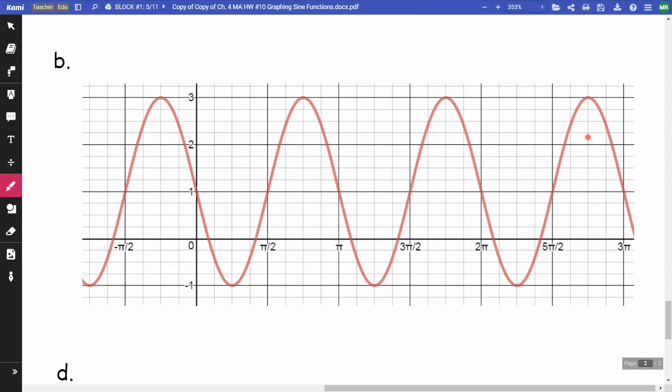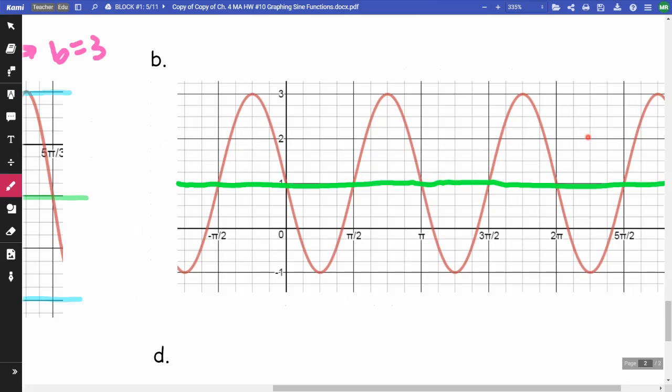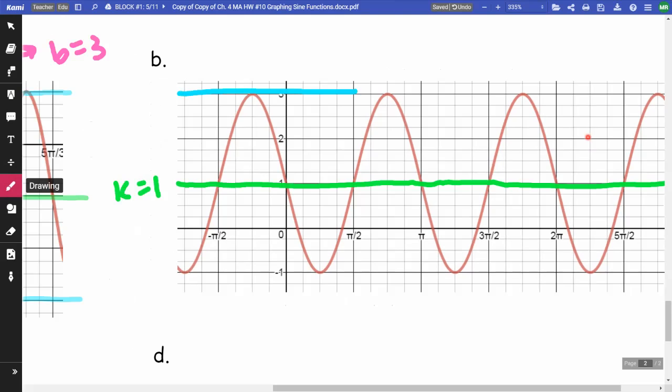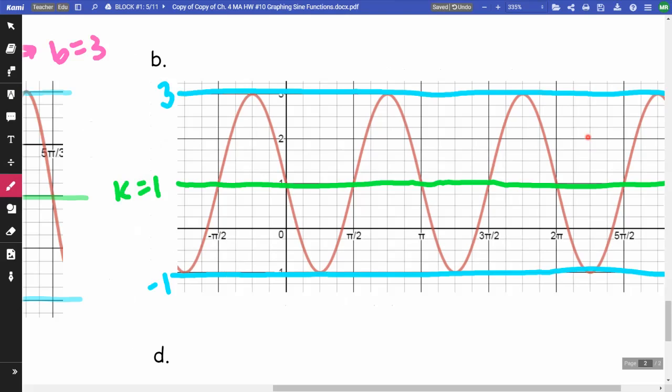So on this, I'm going to do the same thing. I'm going to draw in my vertical shift, which is 1. So I know that my k is going to be 1. Let's see, my high is going to be up here at 3. My low is going to be down here at -1. So if I'm up here at 3 and down here at -1, that is telling me that the distance from here to here, which is my A, is 2.